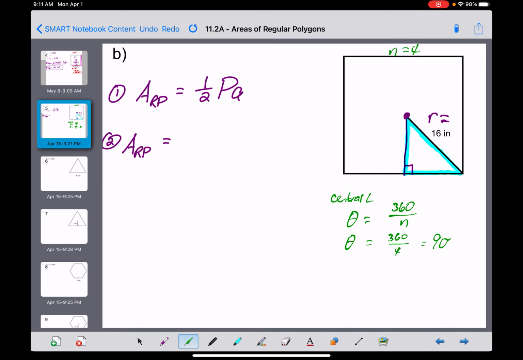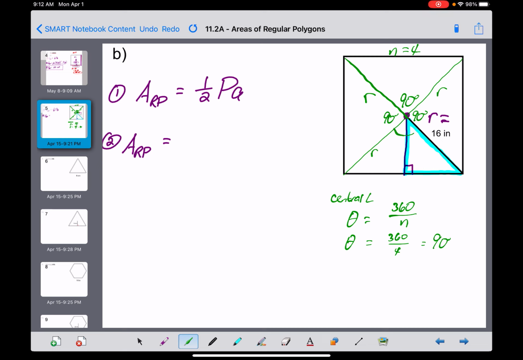Now, I don't think you want to put this in your notes, guys, but what I just found is the angle between this radius and this radius right here, that is a 90-degree angle. And the same thing happens here. That's a 90-degree angle. And here, that's a 90-degree angle as well.